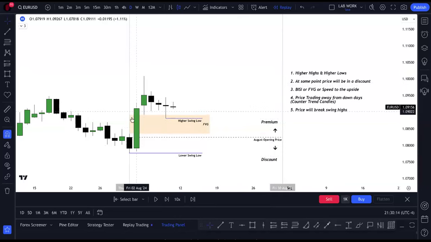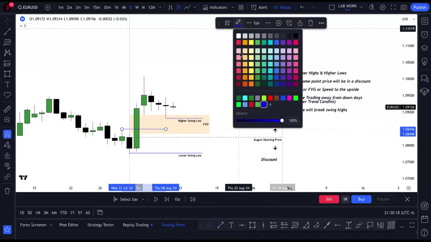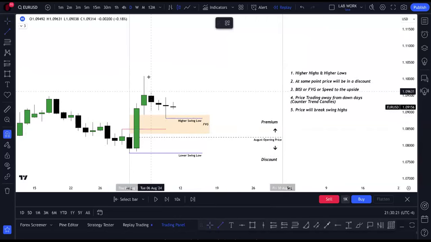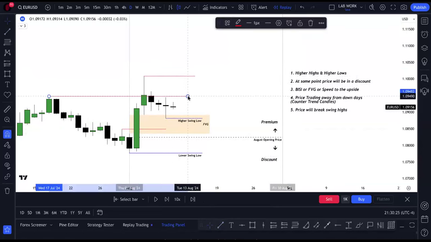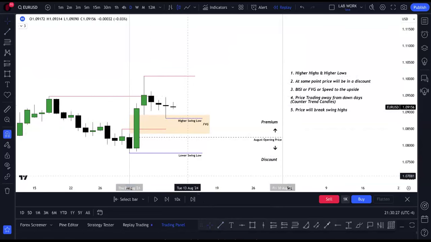Swing high here, swing high here. There was a swing high right there. We'll mark off every swing high as we go along. There's a swing high here. There's a swing high here. There's a swing high over here. We don't want to get the chart too crazy, but swing high here. There's a swing high here.